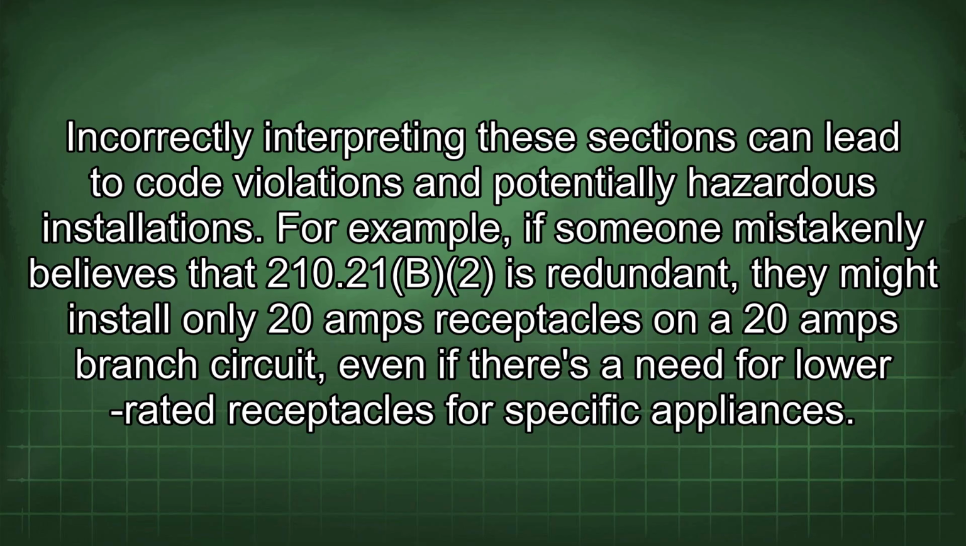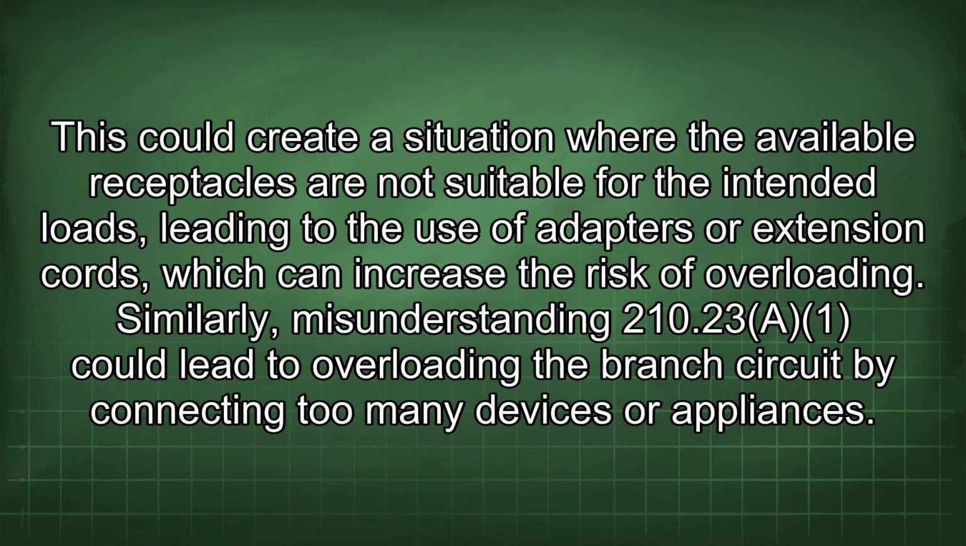For example, if someone mistakenly believes that 210.21(B)(2) is redundant, they might install only 20 amp receptacles on a 20 amp branch circuit, even if there's a need for lower-rated receptacles for specific appliances. This could create a situation where the available receptacles are not suitable for the intended loads, leading to the use of adapters or extension cords, which can increase the risk of overloading.